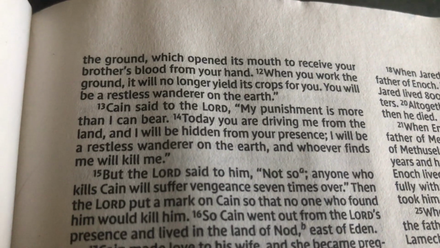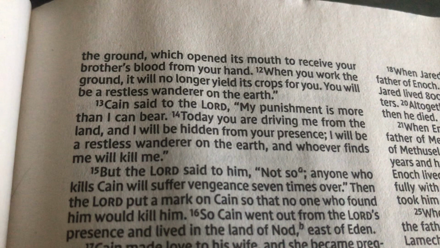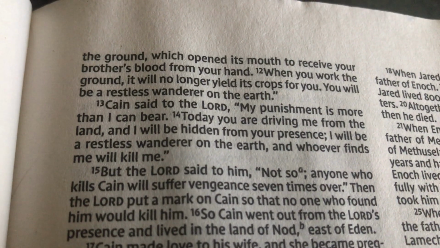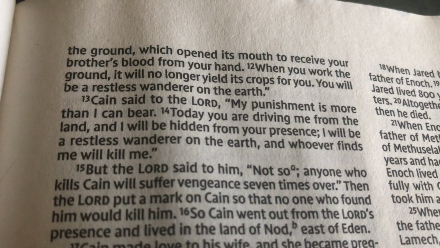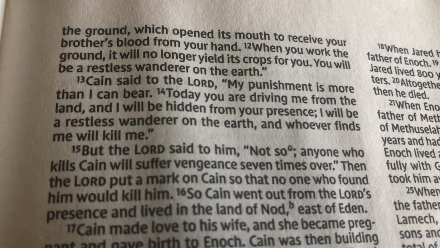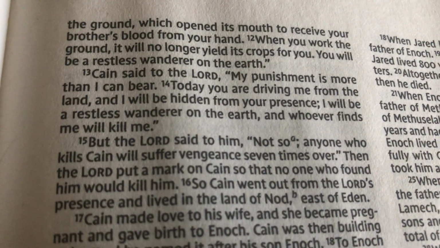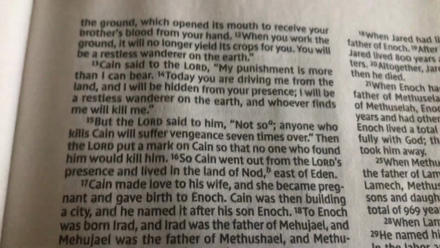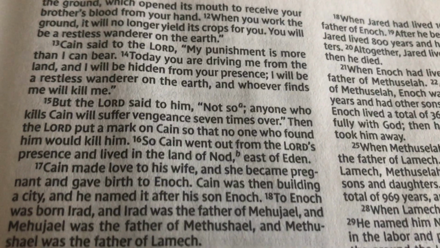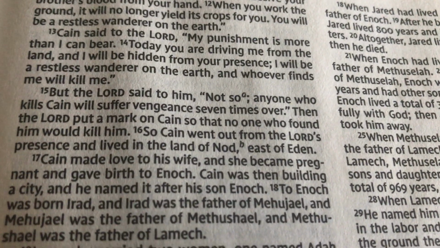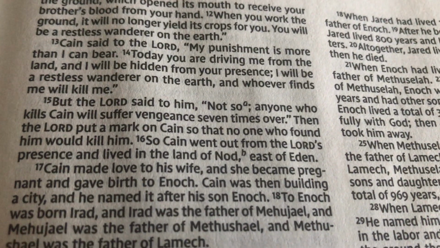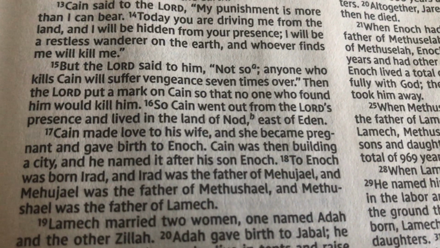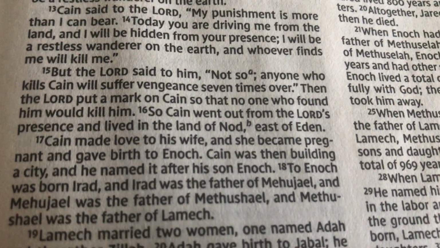The ground which opened its mouth to receive your brother's blood from your hand, when you work the ground, it will no longer yield its crops for you. You will be a restless wanderer on the earth. Cain said to the Lord, "My punishment is more than I can bear. Today you are driving me from the land, and I will be hidden from your presence. I will be a restless wanderer on the earth, and whoever finds me will kill me." But the Lord said to him, "Not so. Anyone who kills Cain will suffer vengeance seven times over." Then the Lord put a mark on Cain, so that no one who found him would kill him. So Cain went out from the Lord's presence and lived in the land of Nod, east of Eden.